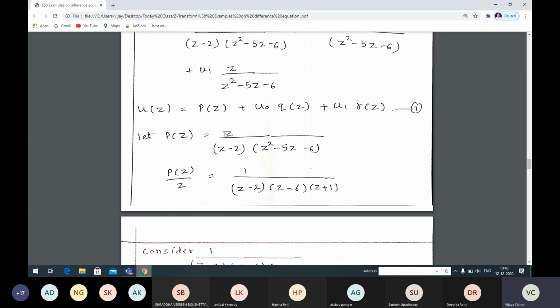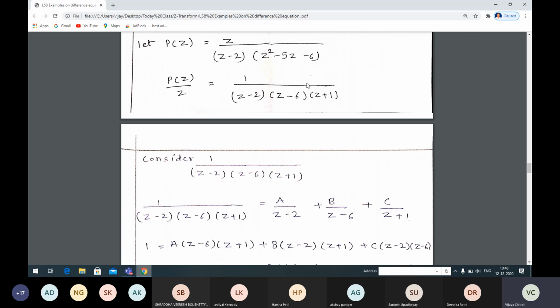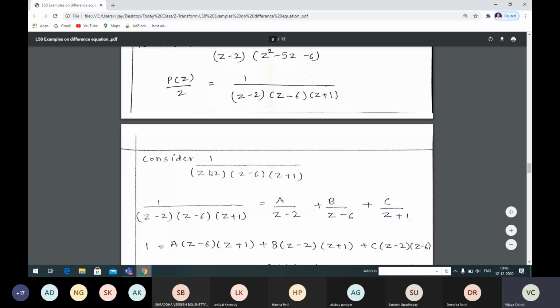So let p of z is equal to z divided by (z minus 2)(z square minus 5z minus 6). So take this z to this side: p of z divided by z is equal to 1 divided by (z minus 2)(z minus 6)(z plus 1). So consider this, resolve this by using partial fractions. So we can write this as a divided by z minus 2 plus b divided by z minus 6 plus c divided by z plus 1.